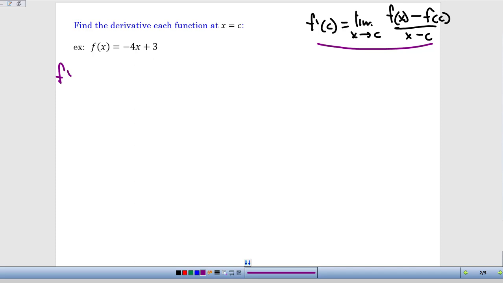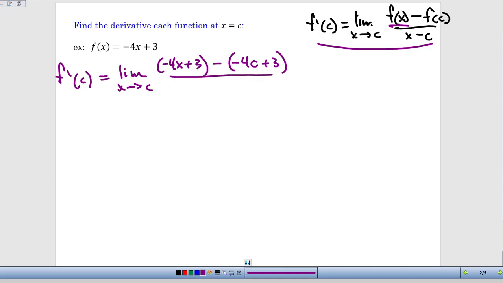So I've got f prime of c is equal to the limit as x approaches c of, and now f of x is my function that I see here, so negative 4x plus 3 minus f of c. So that means I'm just going to plug c into this function, and so that's going to be negative 4c plus 3. But then my denominator is always going to be the same thing, because the 2 points that I'm dealing with are the point (c, f of c) and some other point on the curve (x, f of x). So we're always going to have this x minus c in the denominator.